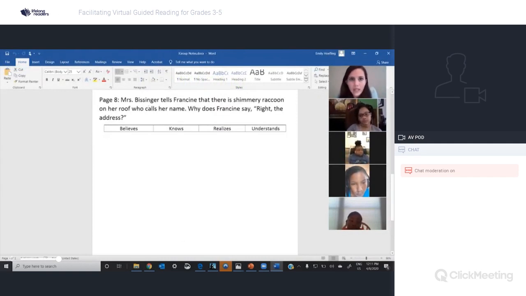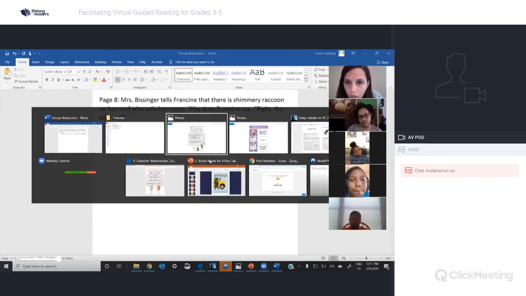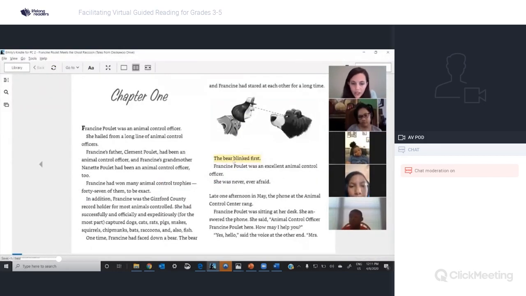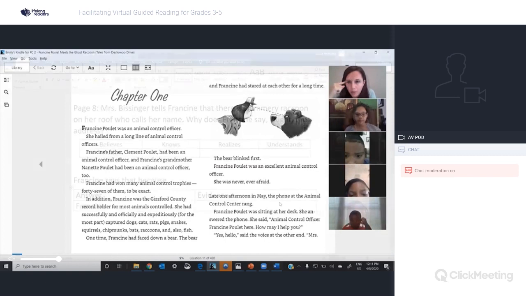Mrs. Bissinger, or Mrs. B, tells Francine that there is a shimmery raccoon on her roof who calls her name. But Francine just says, "Right, the address." And so the question is, why does she say that? Why does she just go, "Right, the address"? You've got to think about what she believes, what she knows, something she realizes, something she understands. You've got to think about her perspective. So what we're going to do today is reread the first chapter, and the whole time you're trying to think about why she just says, "Right, give me the address," thinking about her perspective.